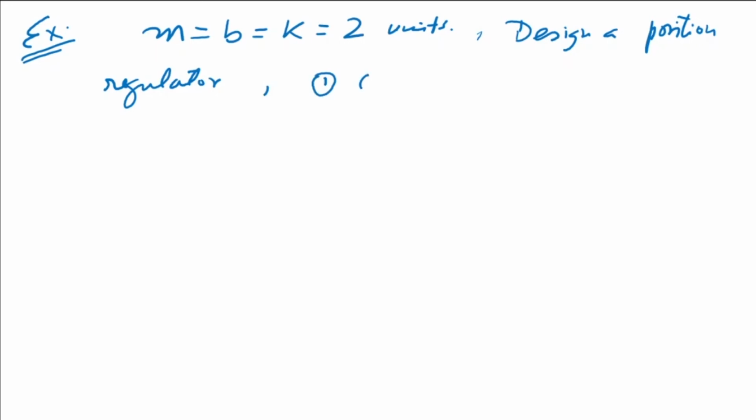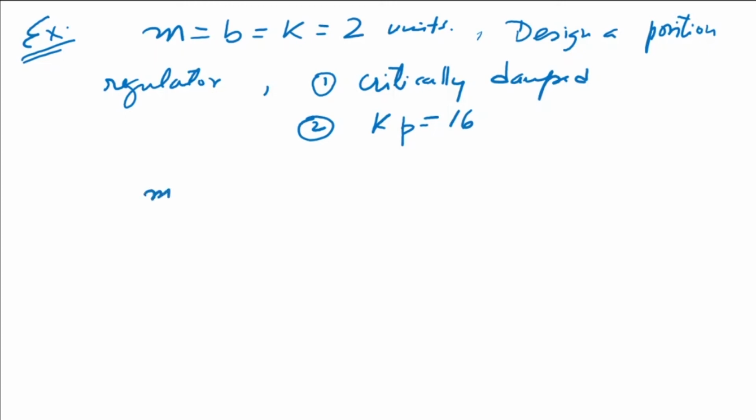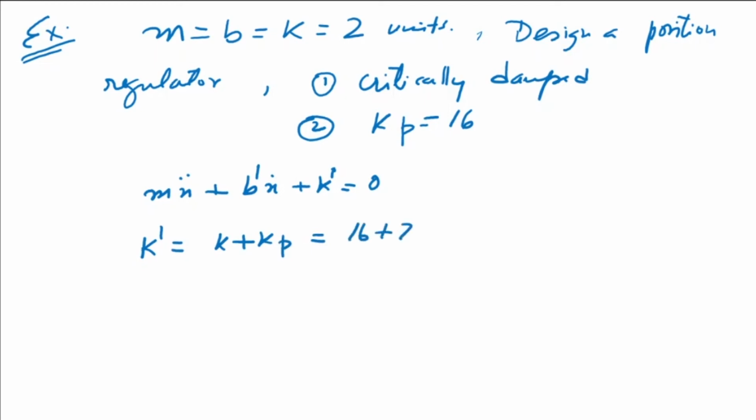The first assumption we make is that it is critically damped. The second assumption we make is that we take some value of kp, so let's say equal to 16. If I take these values and make these two assumptions, then our equation is m x double dot plus b dashed x dot plus k dashed x is equal to 0. This is my equation, right? In this case, k dashed is equal to k plus kp, which is 16 plus 2, equal to 18. K was equal to 2.